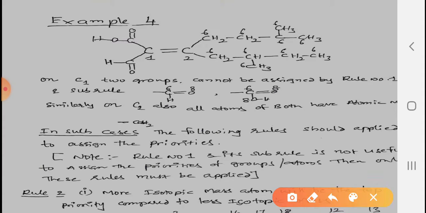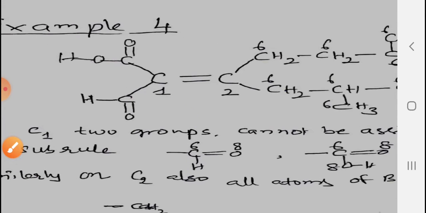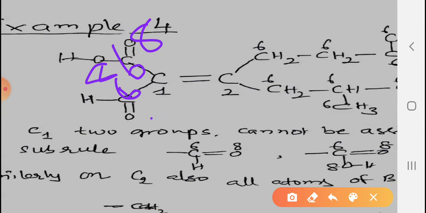The carbon C1 possesses atomic numbers. Example for atomic numbers: here 1, 6, 6, next 8, 8, 8, next 1, 1. So both are the same. Atomic numbers are not deciding here.